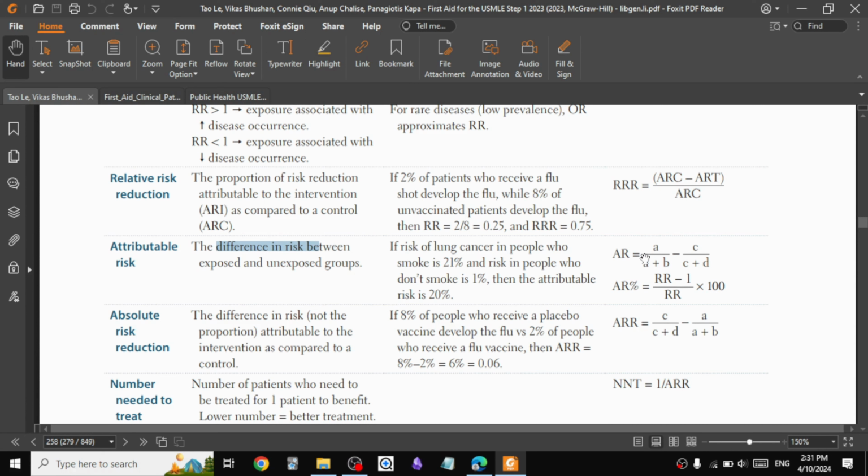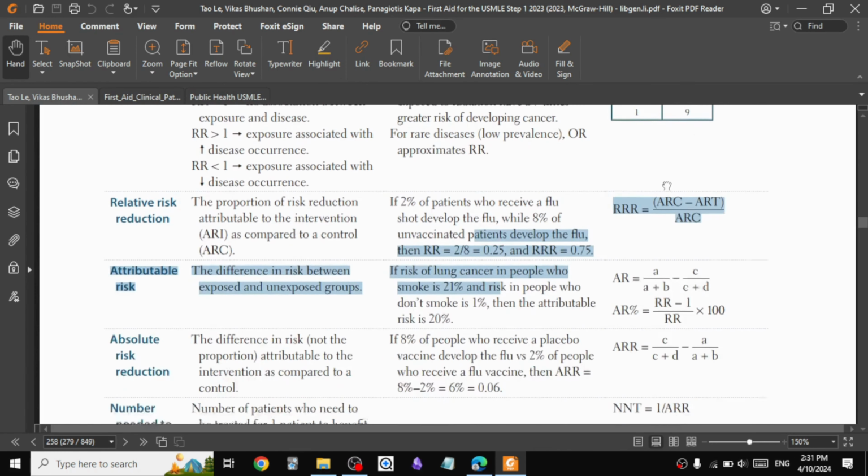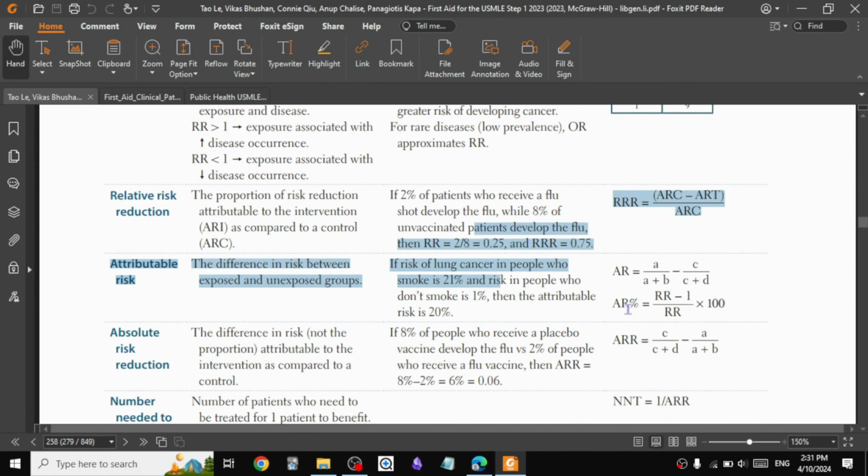Okay. So we're taking the A by A plus B minus the C by C plus D. Okay. So this should be attributable risk. How much can I attribute it to the exposure? That's the question they're trying to answer for us. All right. And if you want the percentage, all you have to do is take the relative risk. So if you just take this RR and put it into this equation, you're gonna get AR percentage.